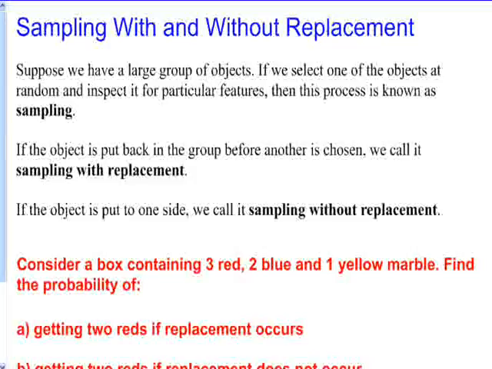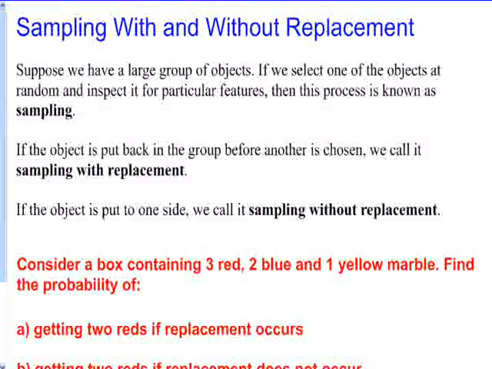But if after I draw that first card, I keep that card out, if it wasn't a king, now I have a 4 out of 51. If it was a king, I have a 3 out of 51. So without replacement means that I'm not going to put that sample back, but with replacement means I'm going to put it back.